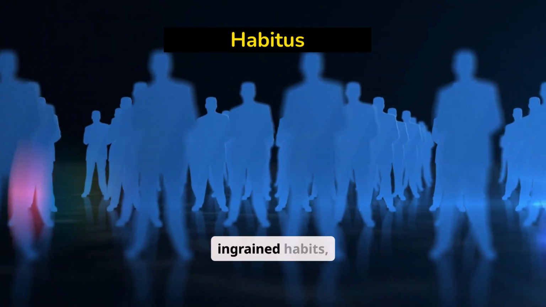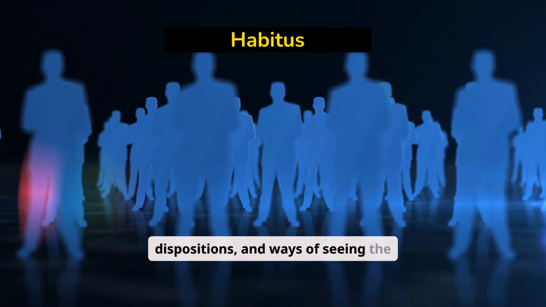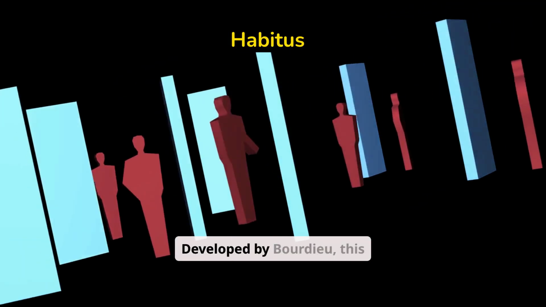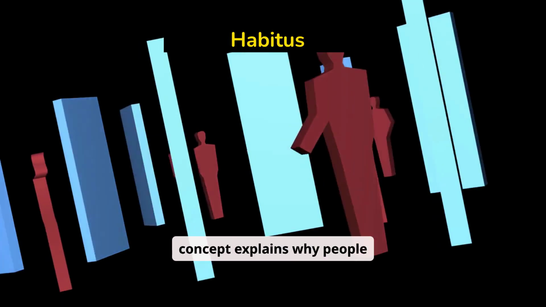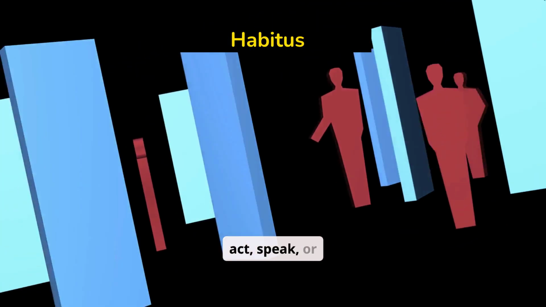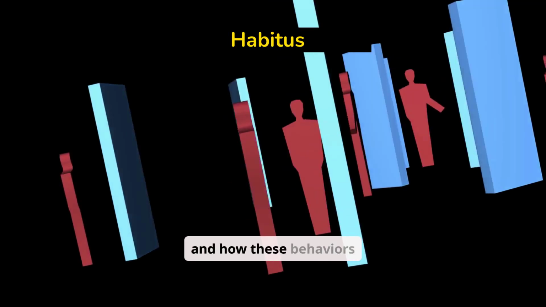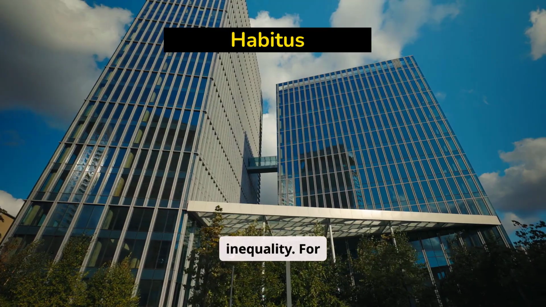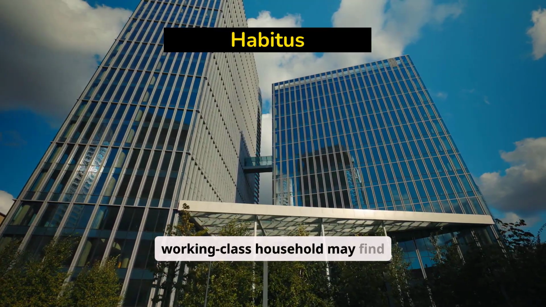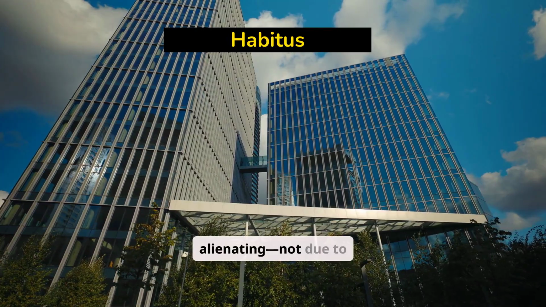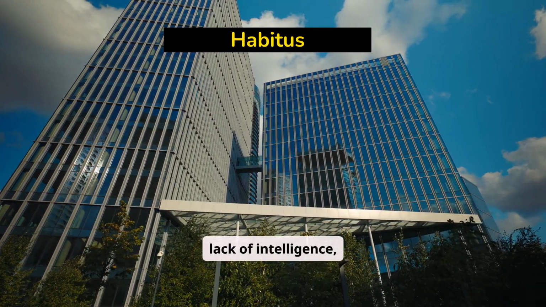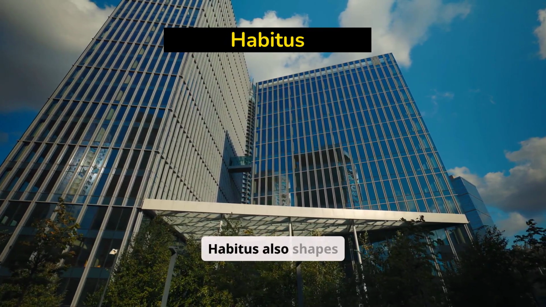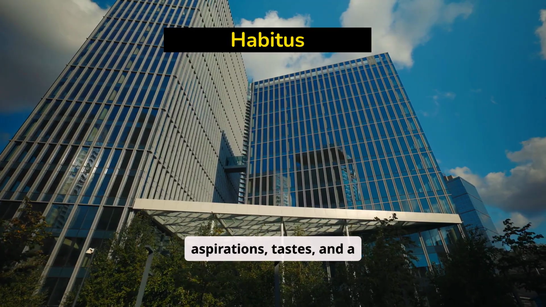Habitus describes the ingrained habits, dispositions, and ways of seeing the world that individuals acquire through their social environment. Developed by Bourdieu, this concept explains why people from different classes act, speak, or dress in particular ways, and how these behaviors reflect deep-seated structures of inequality. For example, someone raised in a working-class household may find academic or corporate environments alienating, not due to lack of intelligence, but due to unfamiliarity with the cultural codes in those spaces. Habitus also shapes aspirations, tastes, and a sense of what is possible.